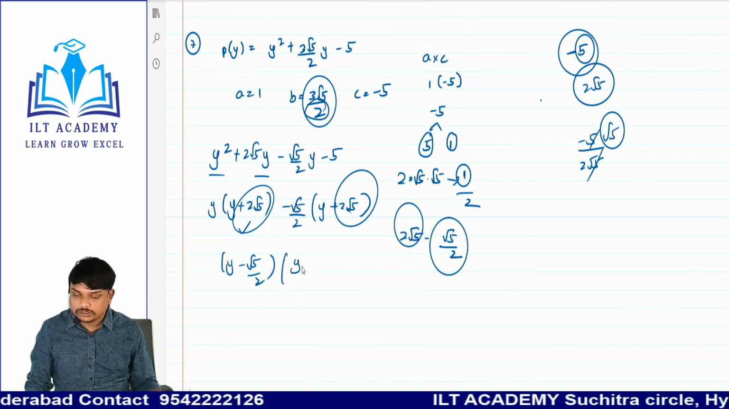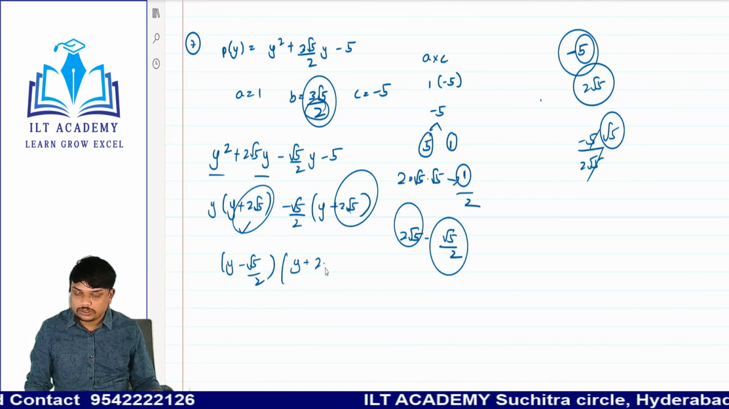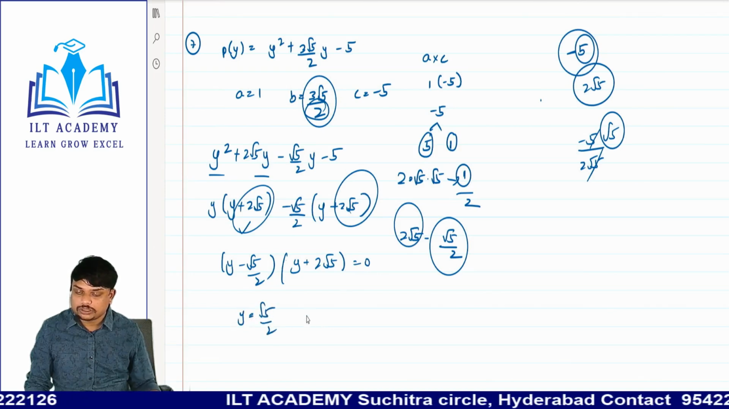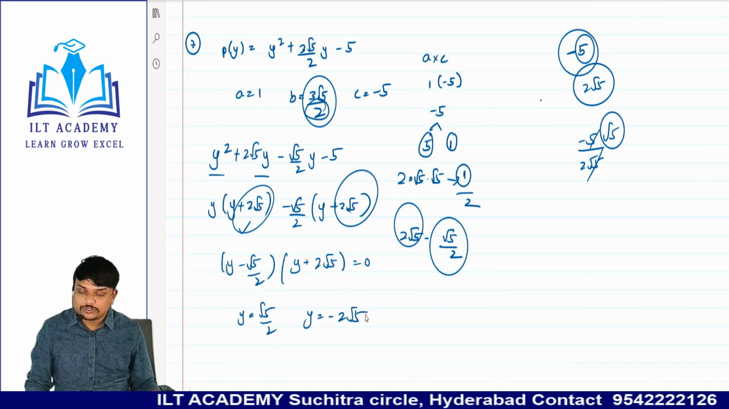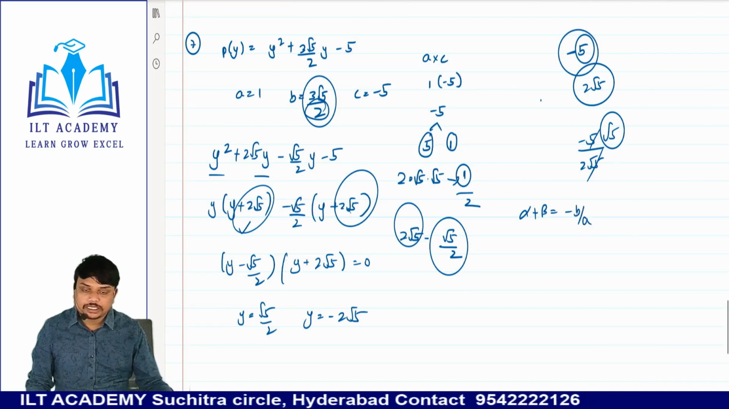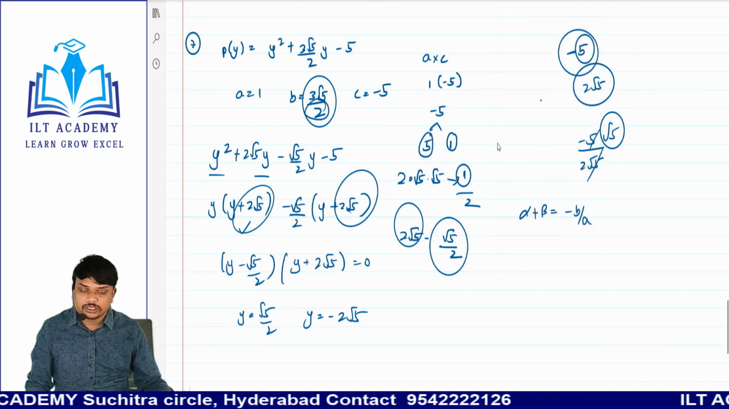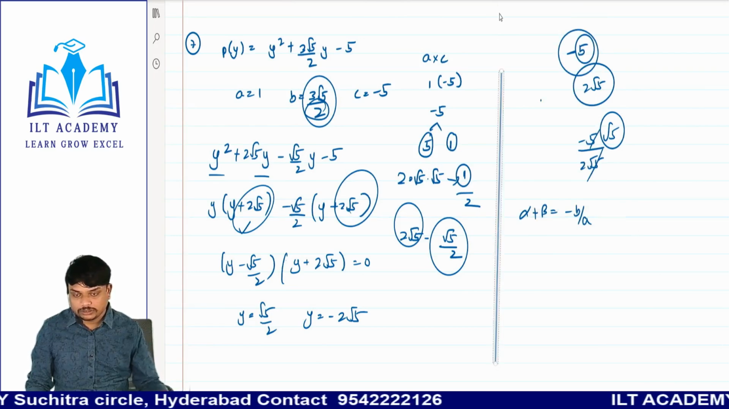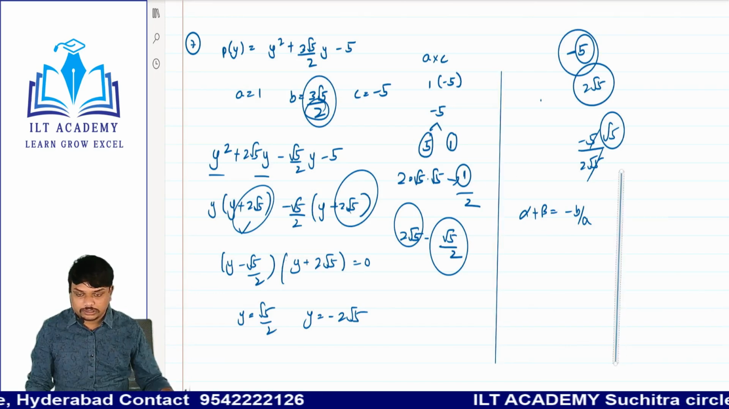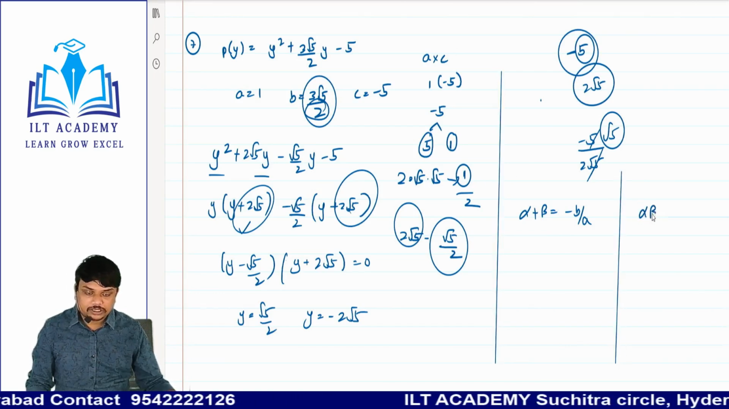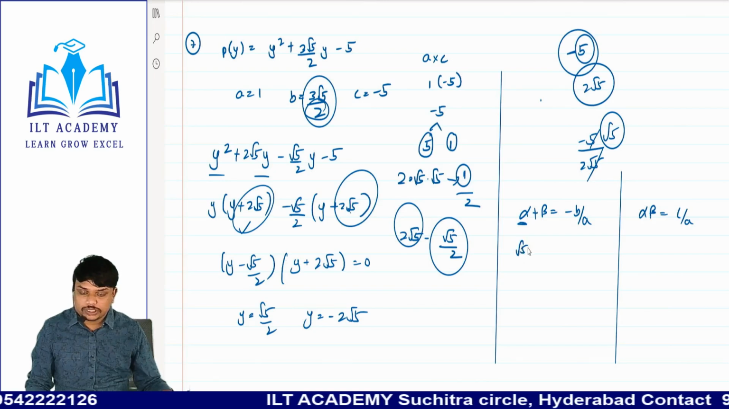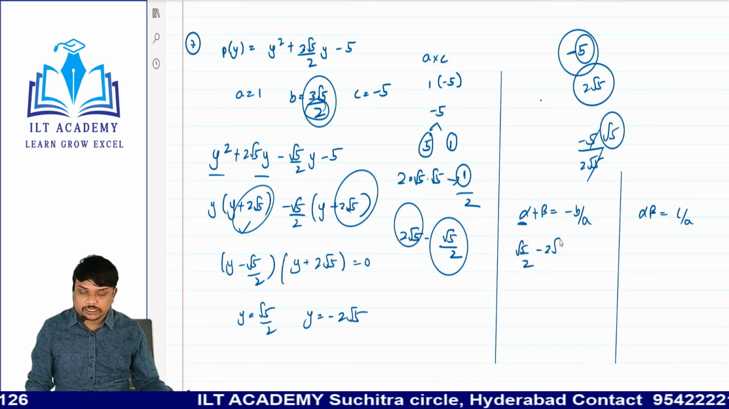into what? y plus 5 equal to what? 0. 5 upon 2, y is equal to minus 2 root 5. Again what we need to prove? Alpha plus beta is equal to minus b by a, and alpha plus beta is equal to what? Alpha beta is equal to what? C by a. Alpha is what? root 5 upon 2. Beta is what? minus 2.